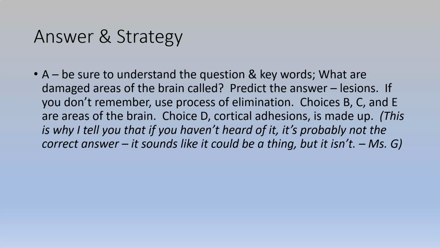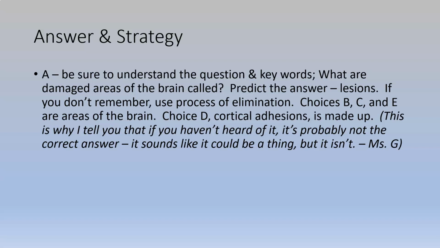Okay, so the answer and our strategy. First of all, the answer is A, but then again, you want to be sure that you understand the question and the key words. What are the damaged areas? What are damaged areas of your brain called? And then predict an answer: lesions. If you don't remember, or if that word lesions doesn't come to mind, use the process of elimination.